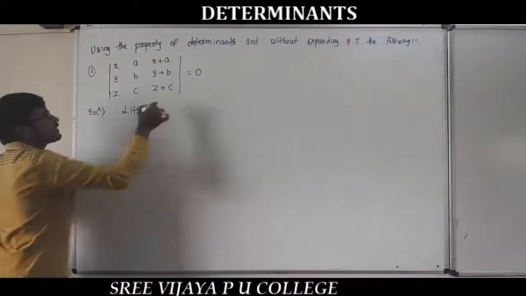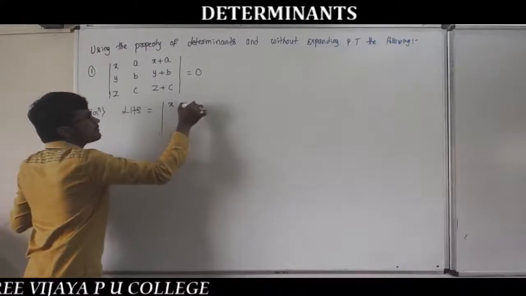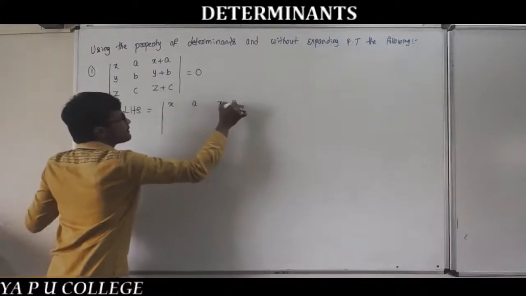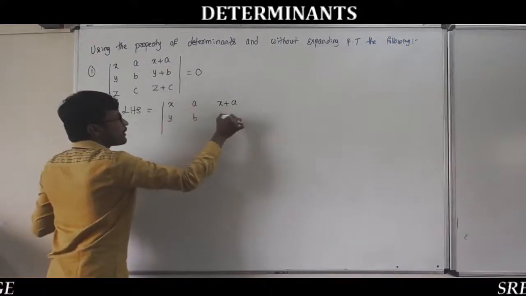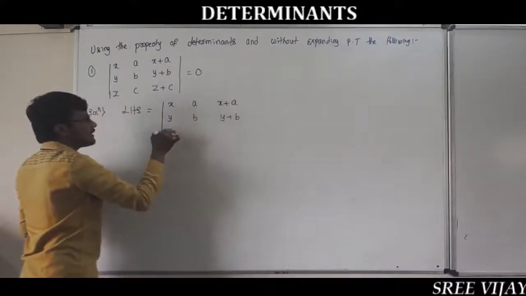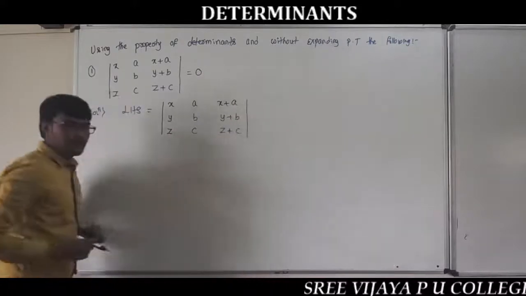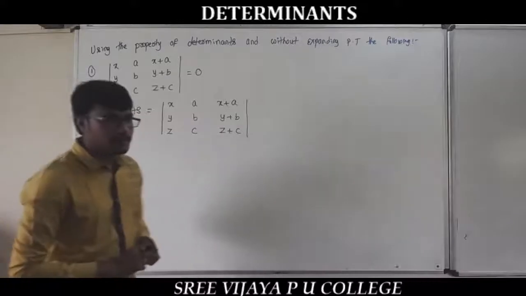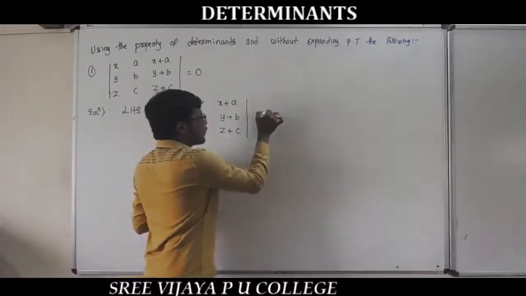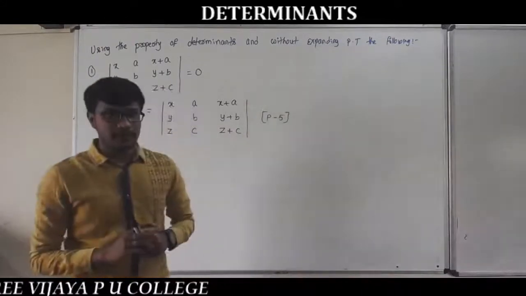First one, see here: LHS, determinant of x, a, x plus a; y, b, y plus b; z, c, z plus c. So what you can do, see, you can apply property number 5 here. What is property number 5?